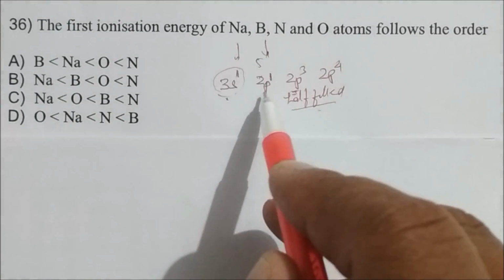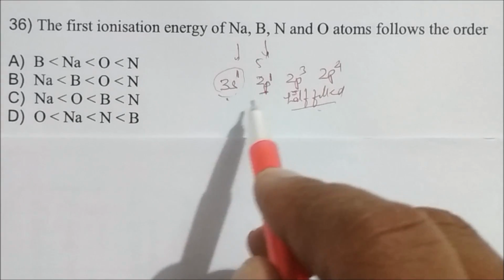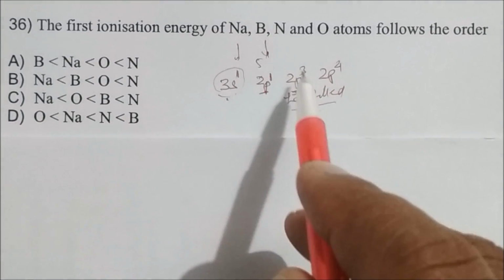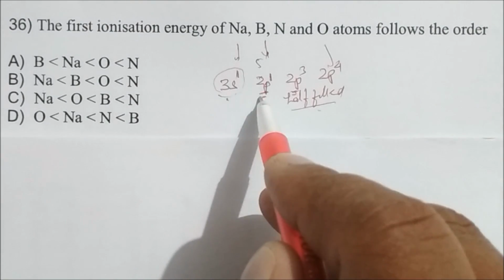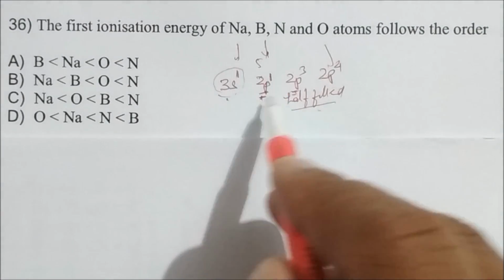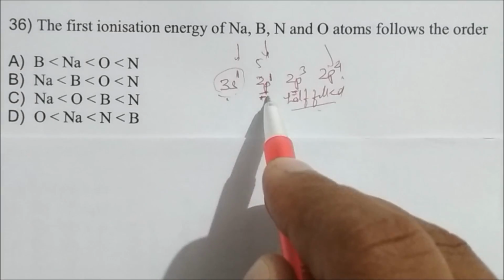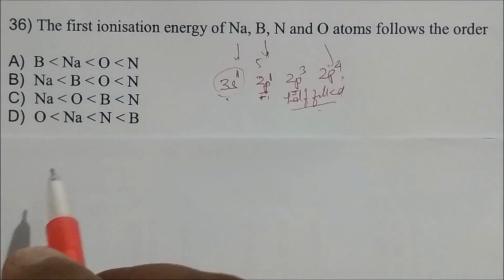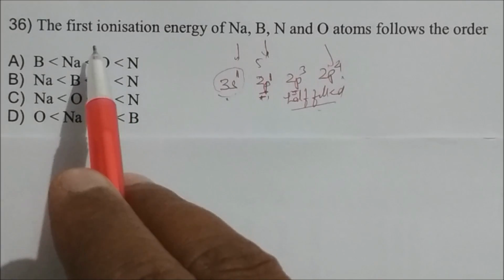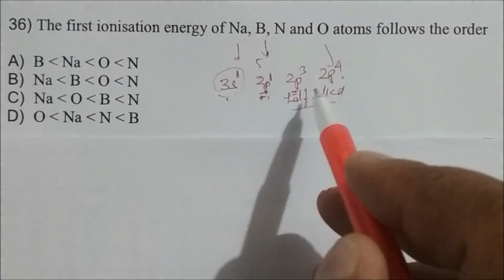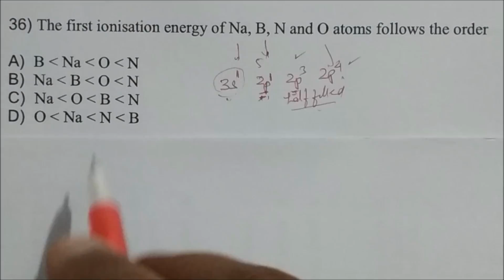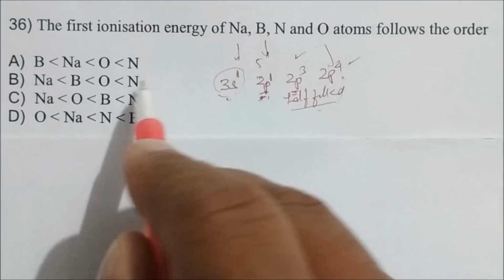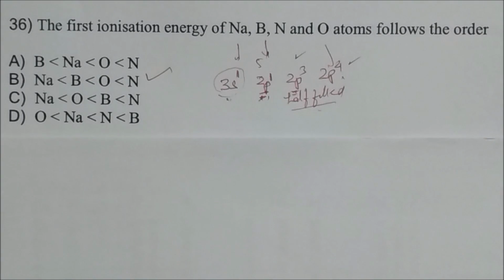In the case of boron, it is 2p1. As compared to oxygen, it is very easy to remove one electron from boron rather than from oxygen, because it has only one electron. So the order of ionization energy is: maximum by nitrogen, then oxygen, then boron, and then sodium. So as per this question, the answer will be B. So B is the correct answer.